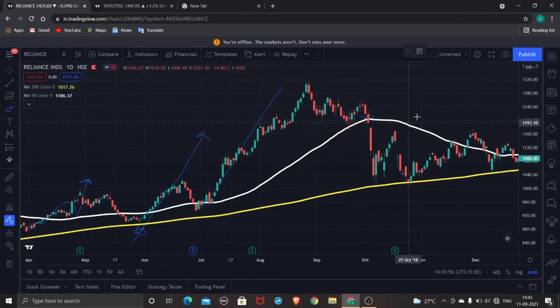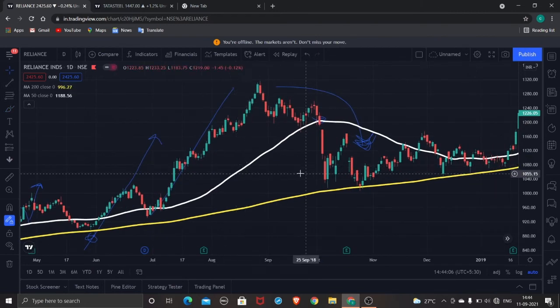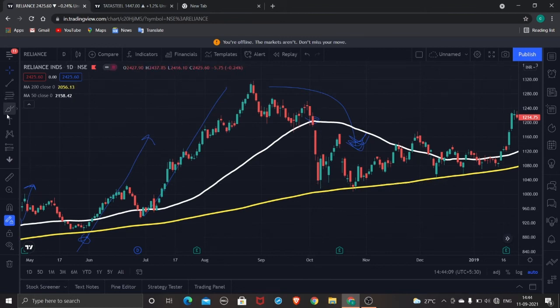But after this point, the price just dropped out. Then this is a fake entry which is being provided. This is a fake entry. After this fall, the price took support at the 200 moving average, then rises.